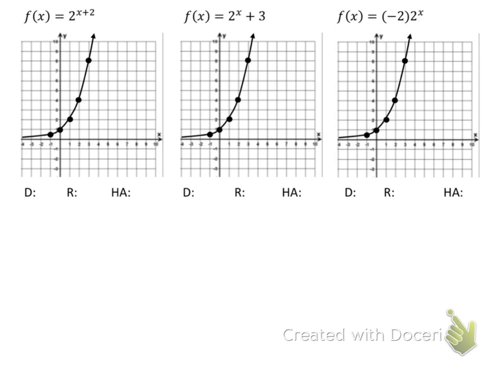What would be the transformation here? Left 2. That domain and range will stay the same. Just take it from the parent and move each point left 2.